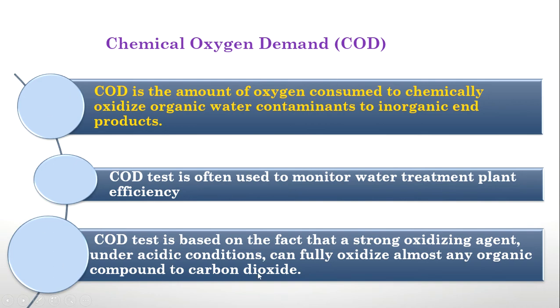There is a test for COD also, but it is not necessary to study that test. The principle of the test is, if we add some oxidizing agent into the sample of water under acidic condition, that oxidizing agent fully oxidizes all the organic compounds to carbon dioxide. The amount of carbon dioxide formed here can be a direct indicator of oxygen demand. So this is the principle of the chemical oxygen demand test.